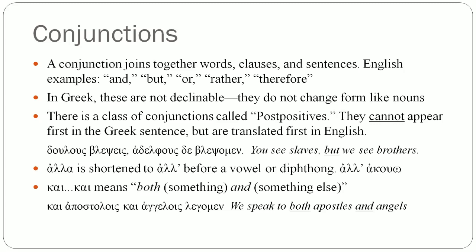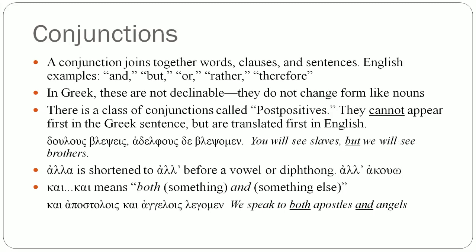But we will see brothers. Yeah, I just noticed I forgot to put that in the translation there, the future tense. And there we go. All right, that looks better. Now, blepses is, yeah, it's future. So, doulos blepses adelphus de blepsamen. You will see slaves, but we will see brothers.